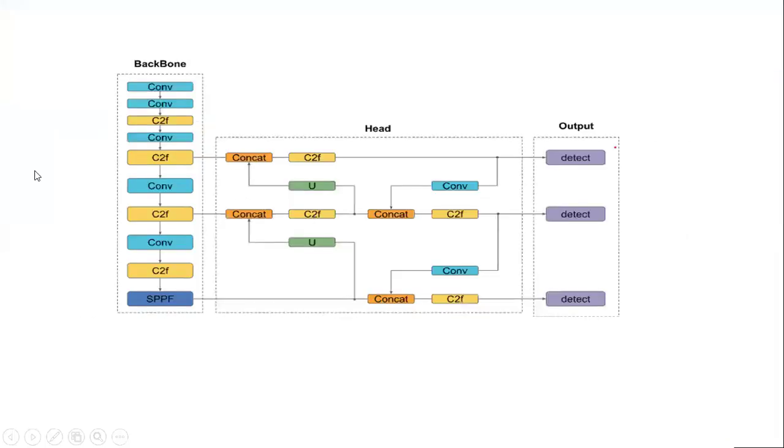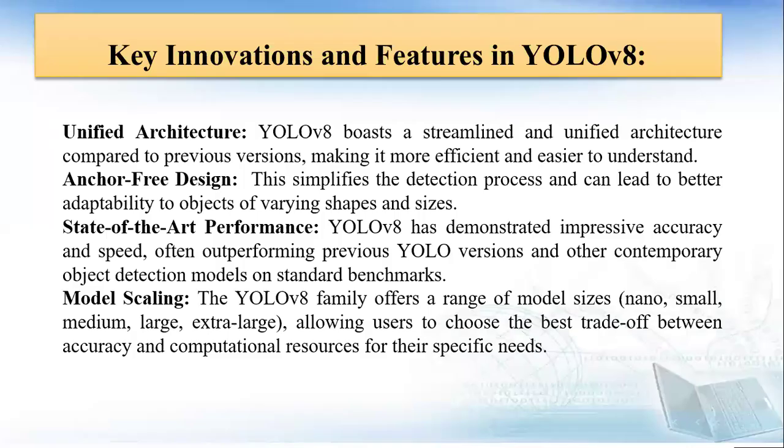Now the architecture of YOLO V8. Generally there is a head and output, concatenate, and C2F. Here the difference compared to the previous one is that it has C2F, which helps concatenate all the layers. Then key innovations and features.